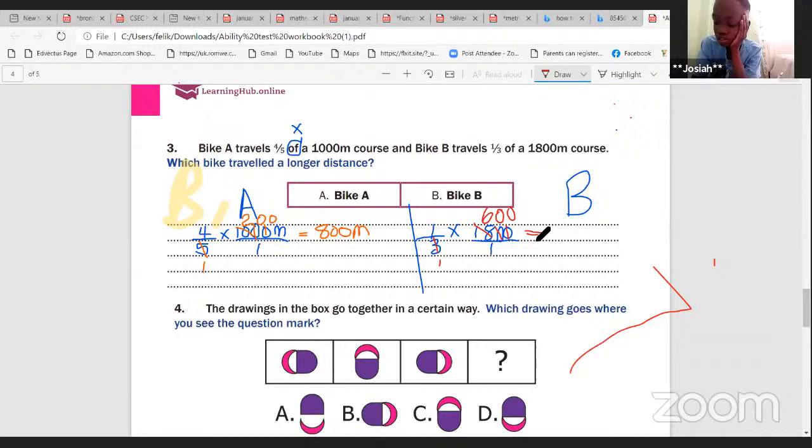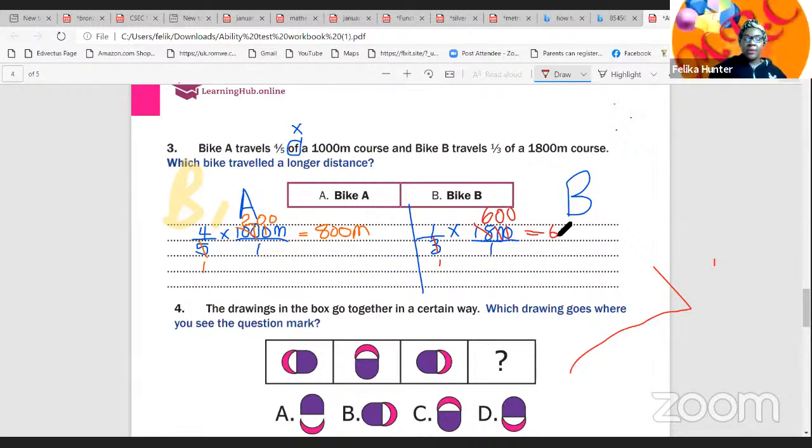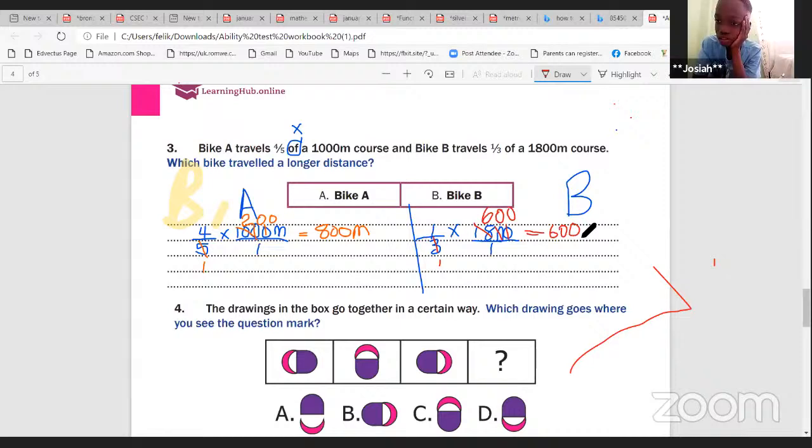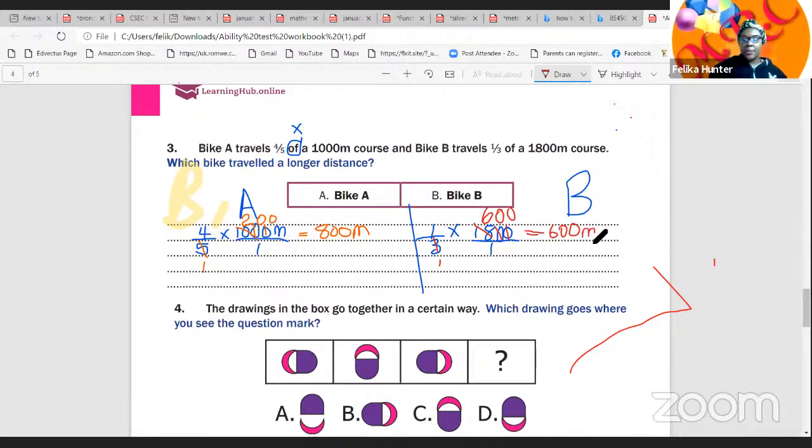600 is the answer. 600. What's the unit? M. And what does M stand for? Meter. Awesome. Well done, Josiah. Beautiful. And what I love about Josiah is that he is able to take correction, all right? He's very open to correction. He listens well and he responds well. Beautiful, Josiah.